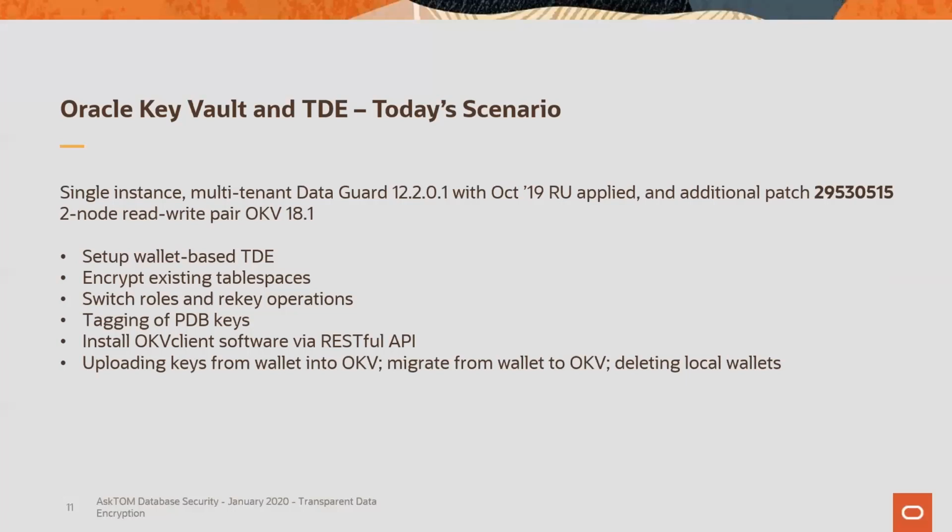It's going to get that key uploaded into Key Vault, migrate it from the wallet to OKV, and eventually delete that local wallet file, and then show you what those ReKey operations and switchovers look like when we do that in an online master key mode using Transparent Data Encryption and Oracle Key Vault 18.